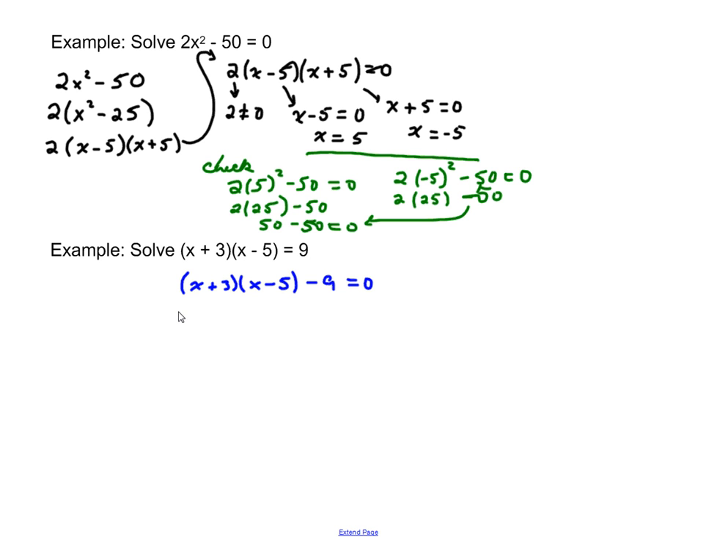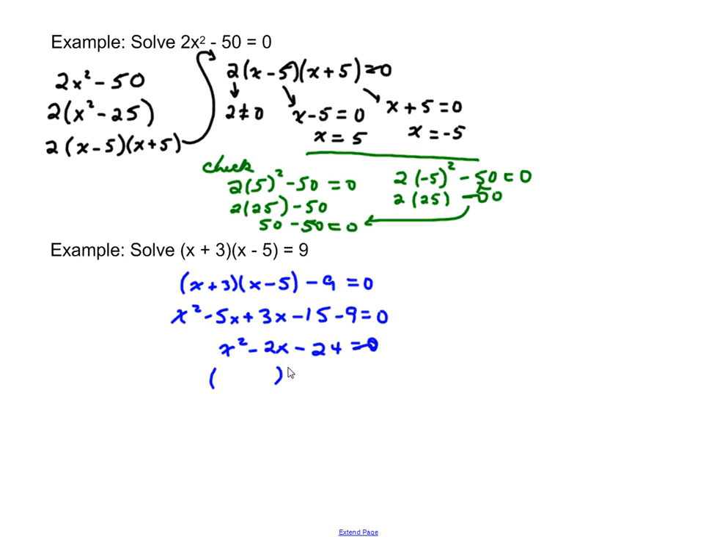So by our FOIL method, we could multiply x times x to give us x squared, outer terms minus 5x, inner terms plus 3x, last terms minus 15. Minus 9 is equal to 0, and then we should simplify. So we get x squared minus 2x minus, let's see, 15 and 9, that would be 24. Okay, so this looks a little bit simpler right here. What could we do on the left?